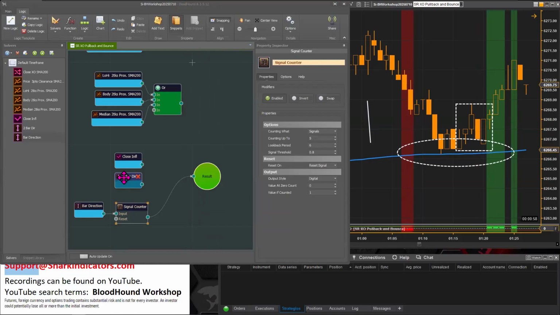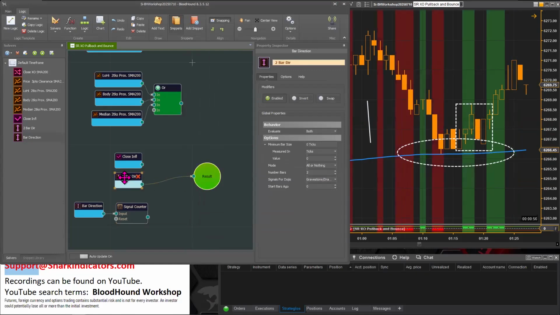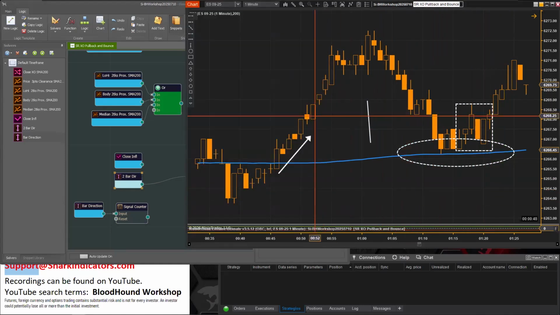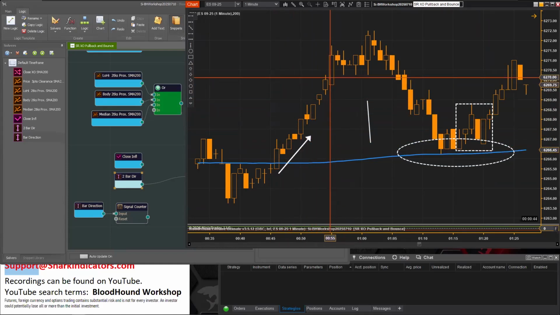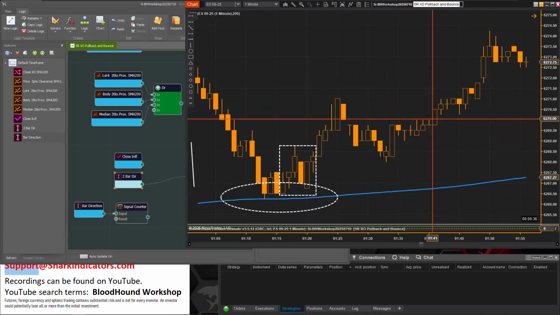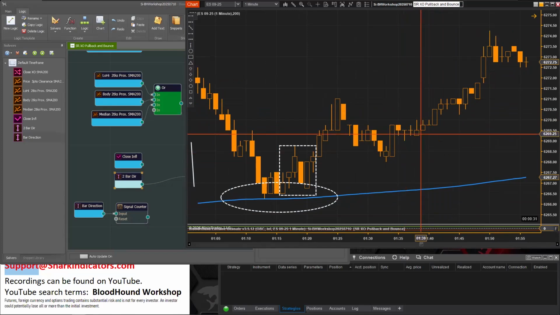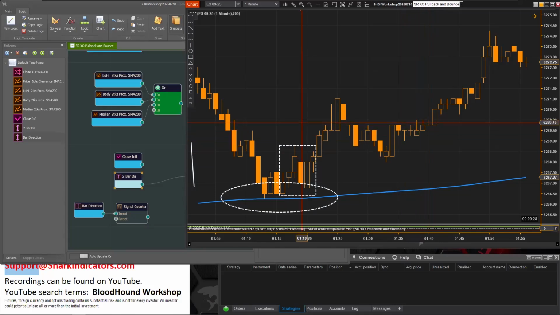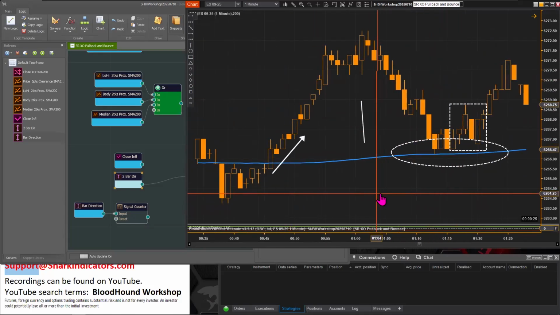Now, of course, if we did this with a bar direction, let's set our bar direction to 5 bars in a row, like so. Even this move up does not have 5 up bars in a row. Even over here, we didn't get any results. Again, we're in the overnight session, so we have a ton of dojis that we're having to deal with, but you kind of get the point there.